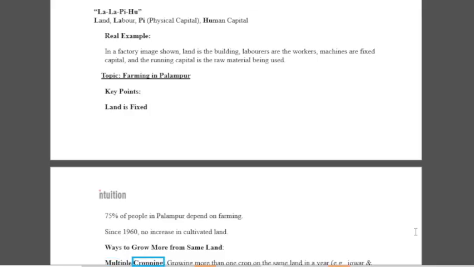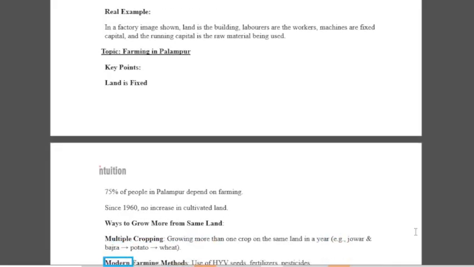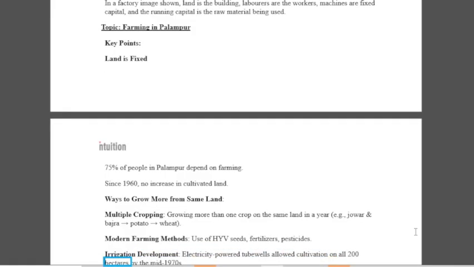Multiple cropping means growing more than one crop on the same land in a year, e.g., jowar and bajra, potato, wheat. Modern farming methods use HYV seeds, fertilizers, pesticides. Irrigation development: electricity-powered tubewells allowed cultivation on all 200 hectares by the mid-1970s.